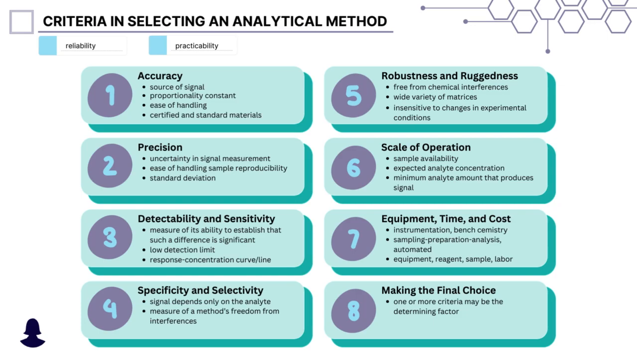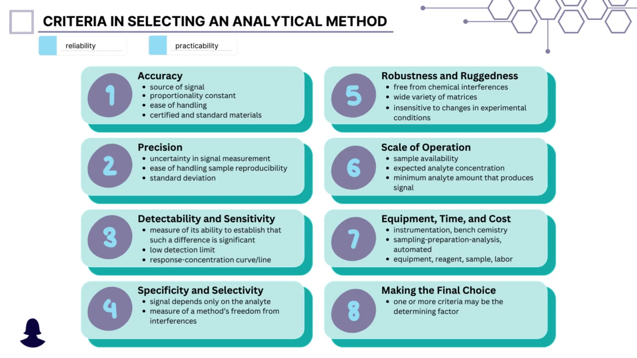Robustness and ruggedness are something to consider in method selection. This attribute refers to the capacity of a method to perform adequately amid small changes in the experimental conditions. Such fluctuations could include the timing of stages, changes in temperature, or the precise concentrations of reagents. It also includes variations in the skill, training, and experience of the analysts carrying out the method.